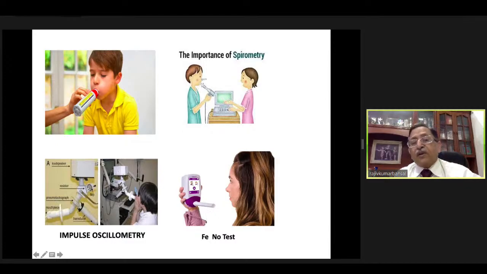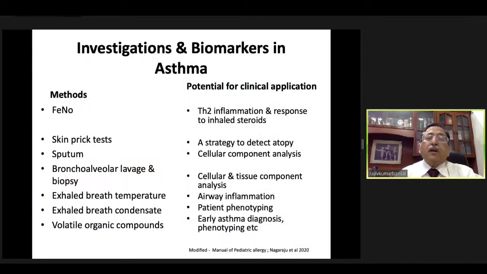In fact, I have used the FENO test as an ancillary test to find out whether it is eosinophilic asthma or not. And in very small children, especially in specialized centers, you can find out with the help of impulse oscillometry whether a child less than 5 years of age has bronchial asthma or not. Investigations like FENO suggest the TH2 inflammation in response to inhaled steroids. With a skin prick test, a patient may have atopy and allergy, and the test might tell you that yes, this patient has allergic asthma.